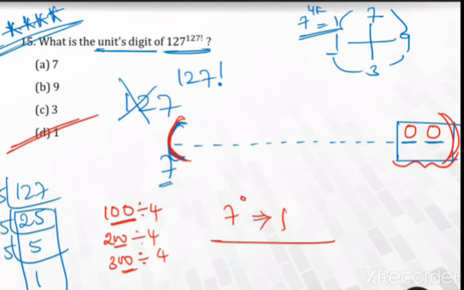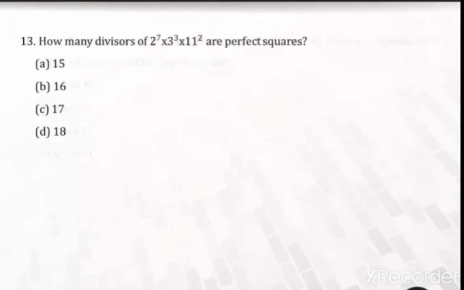Yes. Is this clear? Yes, ma'am. Yes. What about others? Yes. Varshita, is this clear? Anirudh? Abhinav? Yes, ma'am. Okay. Moving forward to next question.